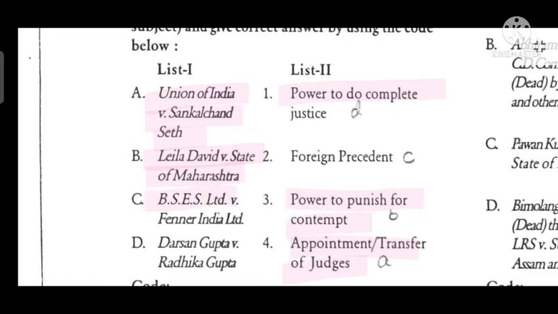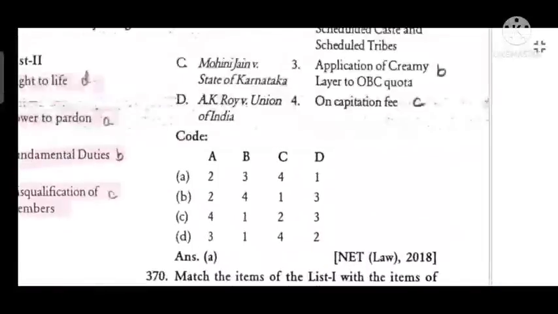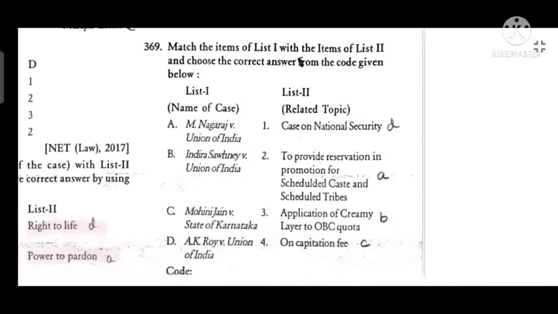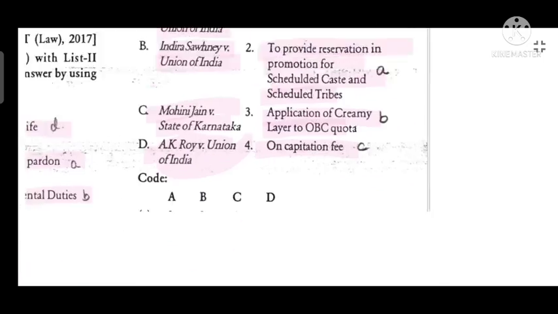power to punish for contempt. BSES Limited versus Fenner Limited: foreign precedent. Darshan Gupta versus Radhika Gupta: power to confer justice. Mohini Jain versus State of Karnataka on capitation fee. Indra Sawhney versus Union of India: reservation in promotion for Scheduled Castes and Scheduled Tribes. M. Nagaraj versus Union of India: application of creamy layer in OBC. N. Roy versus Union of India: case of national security.